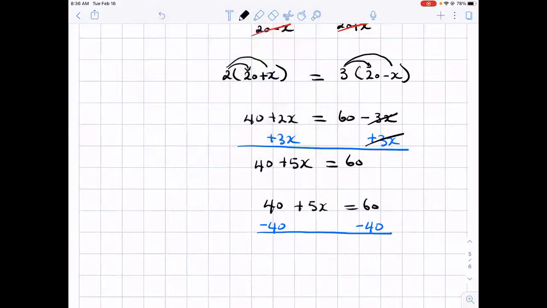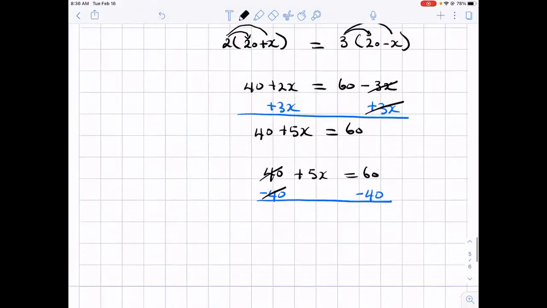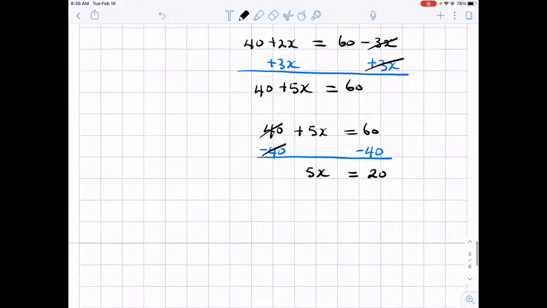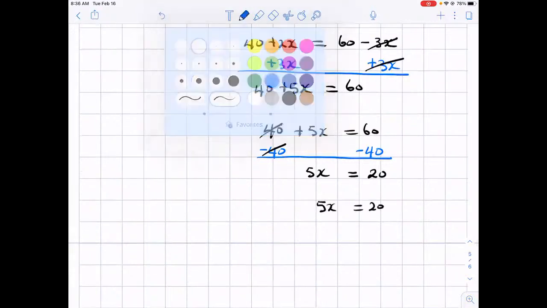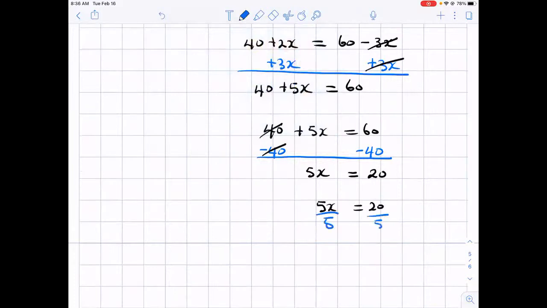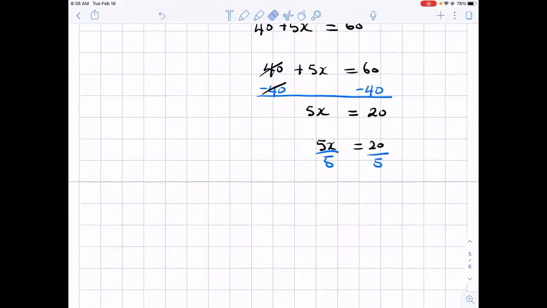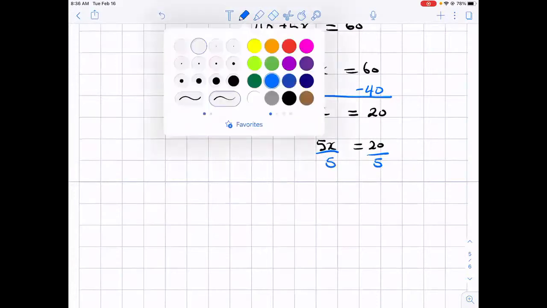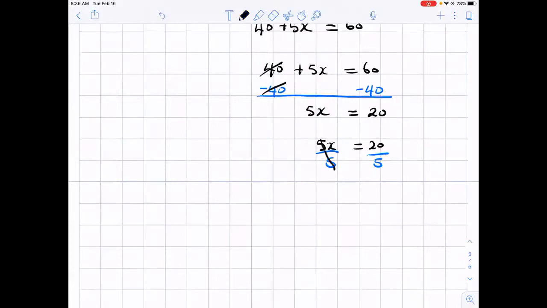So what happens is the plus 40 and the minus 40 is 0. We usually say cancel. So we have 5x is equal to 20. And finally, to solve for x, we will divide both sides by 5. 5 divided by 5 is 1. So this becomes x is equal to 20 divided by 5 is 4. So x is equal to 4.